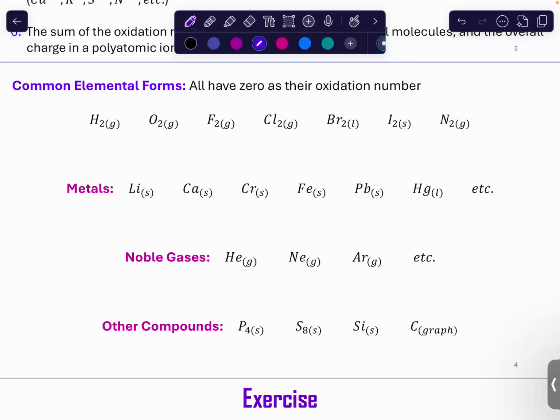So again, if you see bromine gas in any equation, its charge is not going to be zero. Your common elemental form of bromine will be the liquid. Bromine gas is going to throw all kinds of things in there, like increased enthalpy, all that fun stuff.